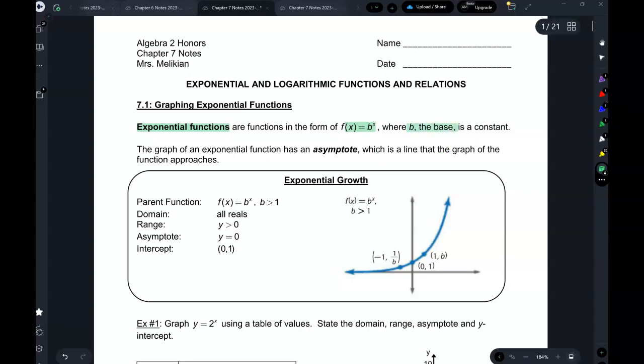And b is the base, which is just a constant, right? So, for example, y equals 3 to the power of x, right? Do you see how this is different from, let's say, x squared, where x was the base? Now the number is the base, and the exponent is the variable.